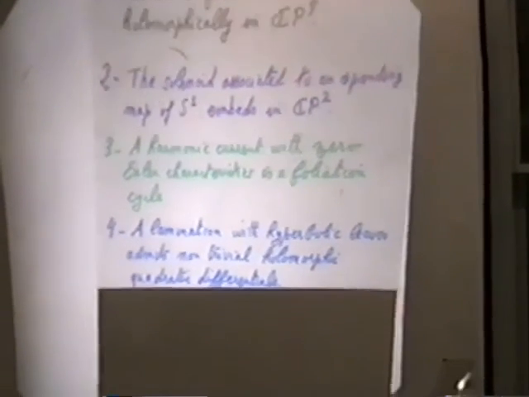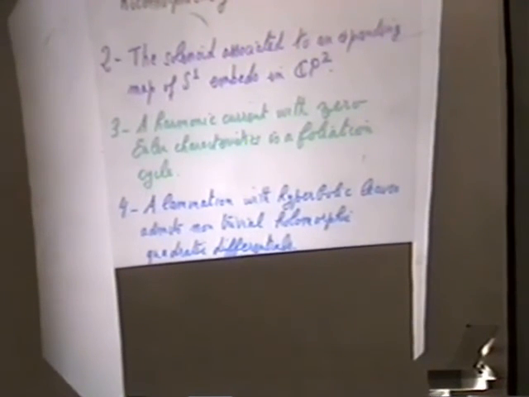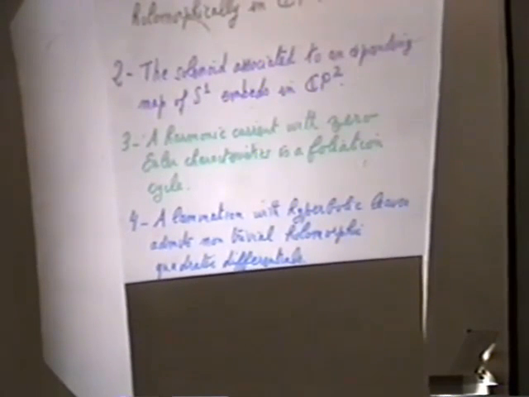Okay. Four. A lamination with hyperbolic leaves admits non-trivial holomorphic quadratic differentials. Are you good students? Did you listen to me? Somebody's saying yes. He's wrong. You know, I just constructed meromorphic quadratic differentials. A trick question. Okay, I constructed meromorphic functions. No holomorphic function. So, I don't know.